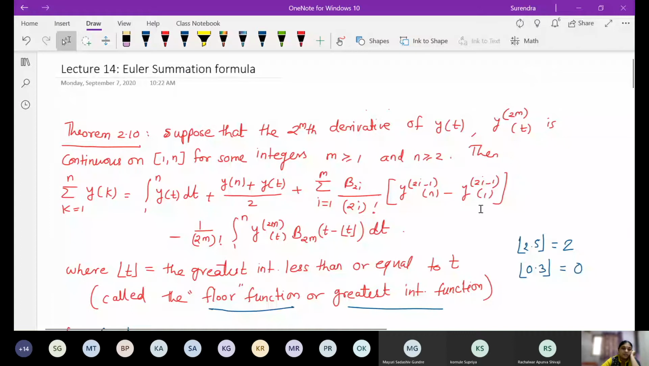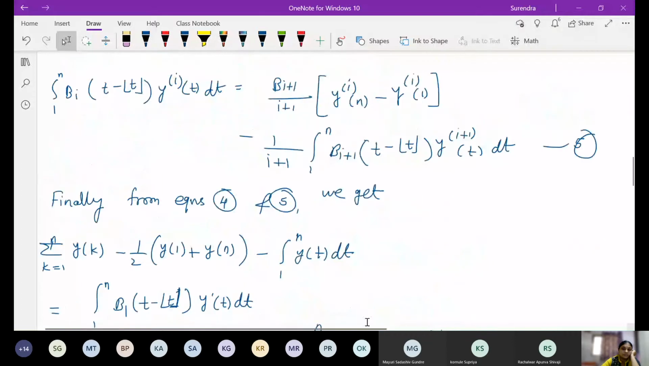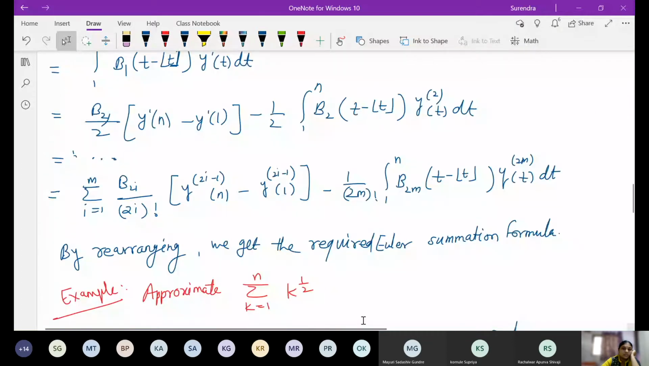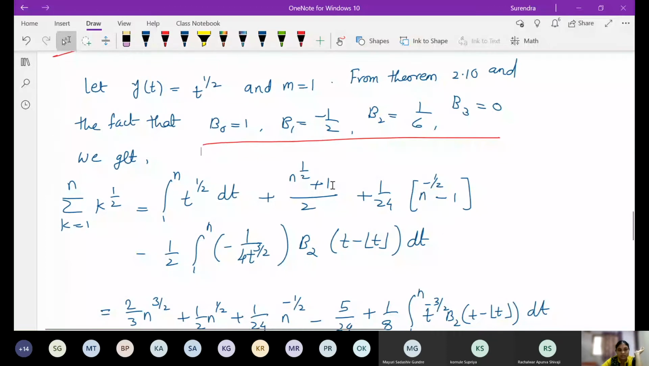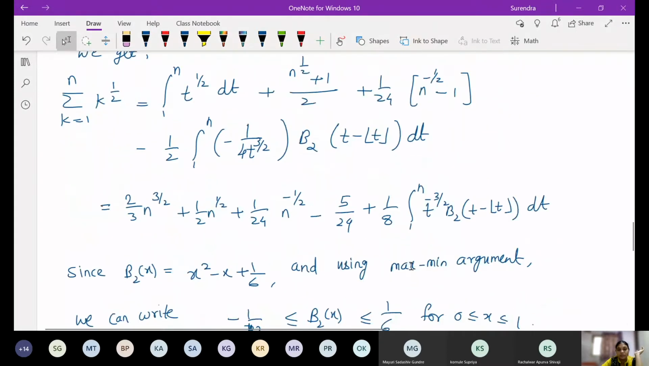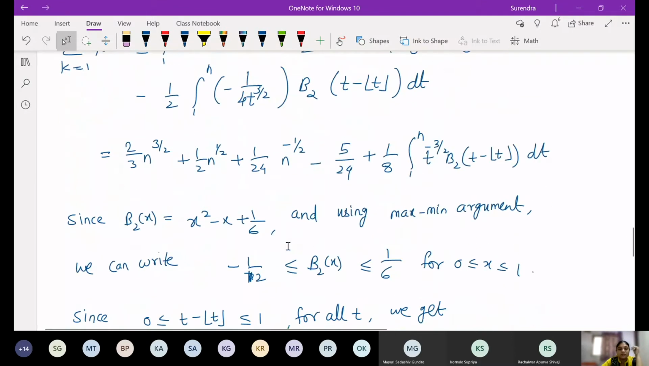If you want to calculate summation k equals 1 to n of k raised to half, then you need to remember this formula. Okay, it is just formula based. You have to just do the substitution and calculations. It is just the calculative part. Integration you have to just do. T raised to half integration is t raised to 3 by 2 upon 3 by 2, so it will be 2 by 3 and so on. Upper limit, lower limit you have to substitute.